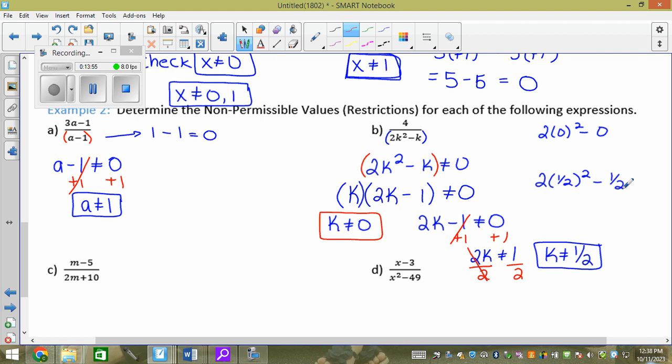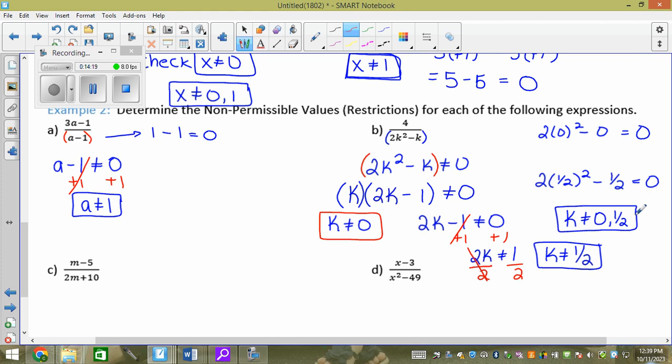So when we type 2 times 0 squared minus 0 into our calculator, we get 0, which is cool. When I go 2 times a half squared, that's 2 times a quarter, which is a half. A half minus a half is 0. So if you type them both in, they both end up being 0, correct? So then that means you're good. So then you write your answer together. You say k can't equal 0 or a half.